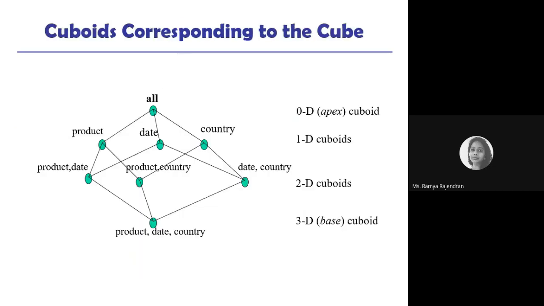So we just talked about cuboids forming a cube, right? All from your product, date, and country. So here we have product-date, product-country, and date-country, and then the combination here. The 0-dimensional cuboid is called the apex cuboid, and the final cuboid is the base cuboid. Okay, we're just revisiting these concepts that we have discussed. Hope you got it again.